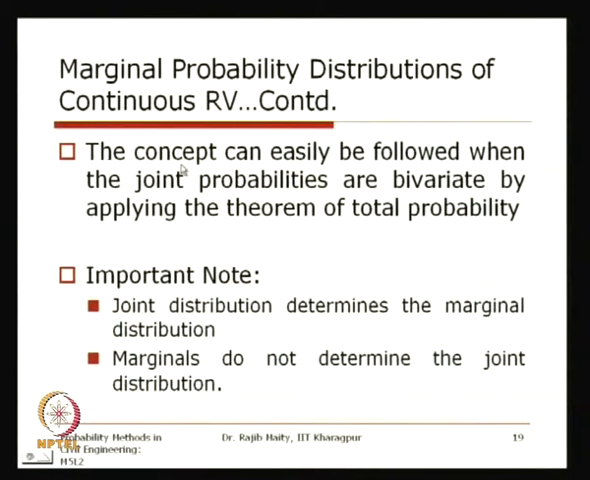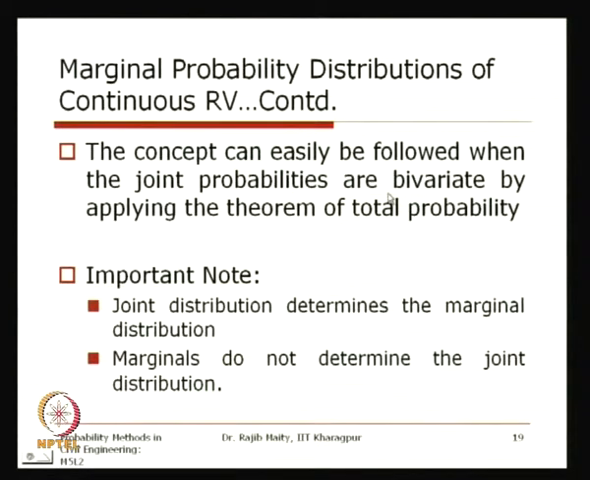Now the concept can easily be followed when the joint probabilities are bivariate by applying the theorem of total probability. This total probability we will be discussing mostly in the next lecture on conditional distribution. At that time this comment will be more clear, how from the total probability theorem we get these distributions from the joint probabilities.